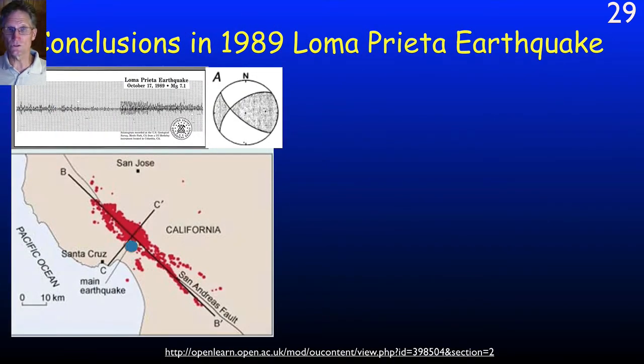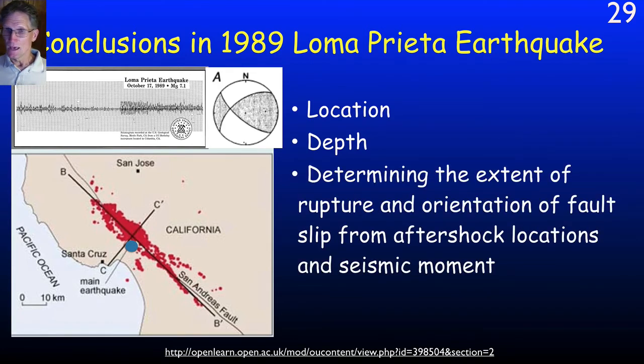So what are our conclusions for the 1989 Loma Prieta earthquake? First, here is the epicenter, which was located, if we did the analysis, by the S-P technique. So we have the location. Then we determine the depth by the small p minus big P technique. And in doing so, we could plot out the aftershocks, which tell us the extent of rupture and the orientation of fault slip from the aftershock locations, and the amount of slip when we use the seismic moment.